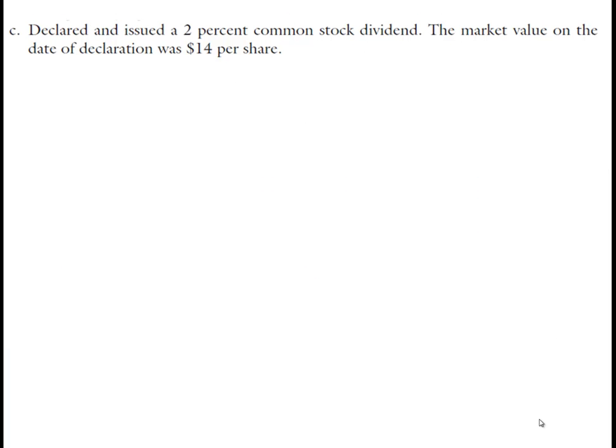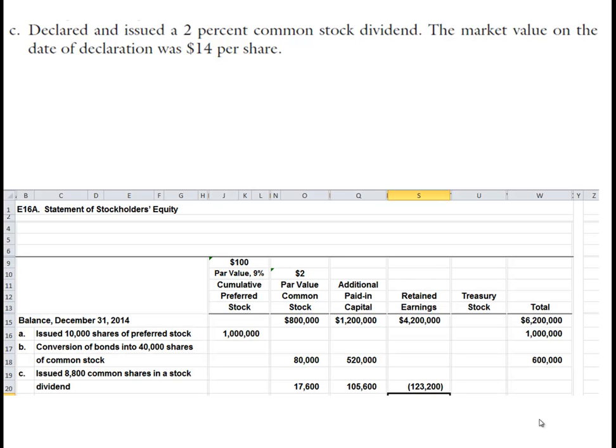For transaction C, we declared and issued a 2% common stock dividend. The market value on the date of declaration was $14 per share. So we first must determine how many shares of common stock we have outstanding in order to determine what our 2% will be based on. You can see that we have $800,000 in common stock to begin with, and then in Part B we issued another $80,000. Those are dollar amounts, but if we take that $880,000 divided by 2, we come back to how many shares we have outstanding. So we have 440,000 shares outstanding.